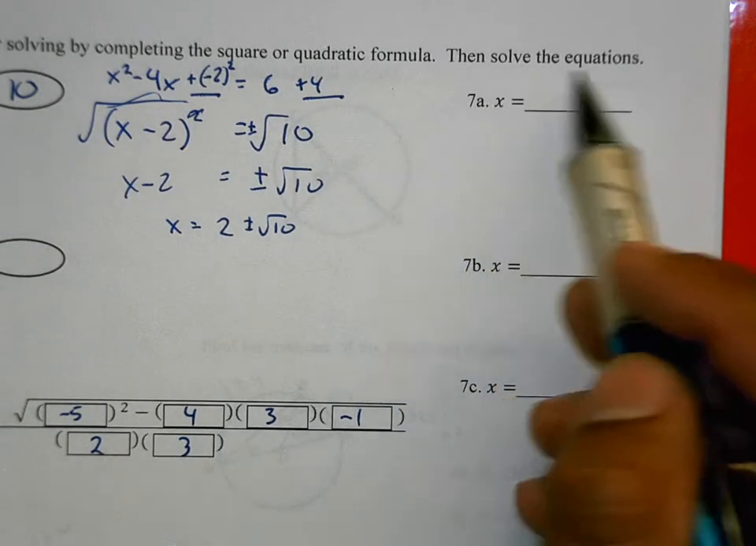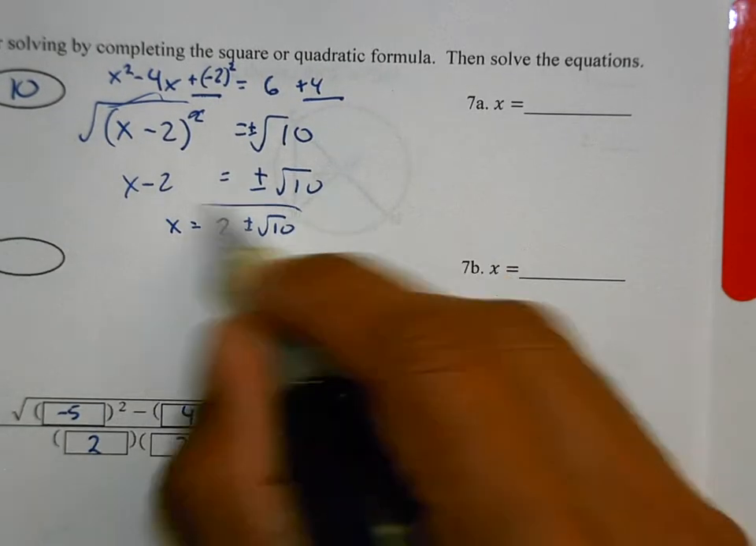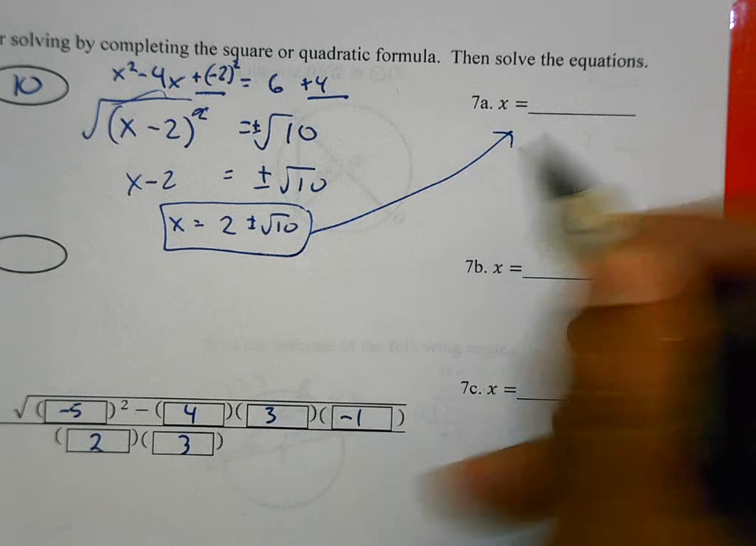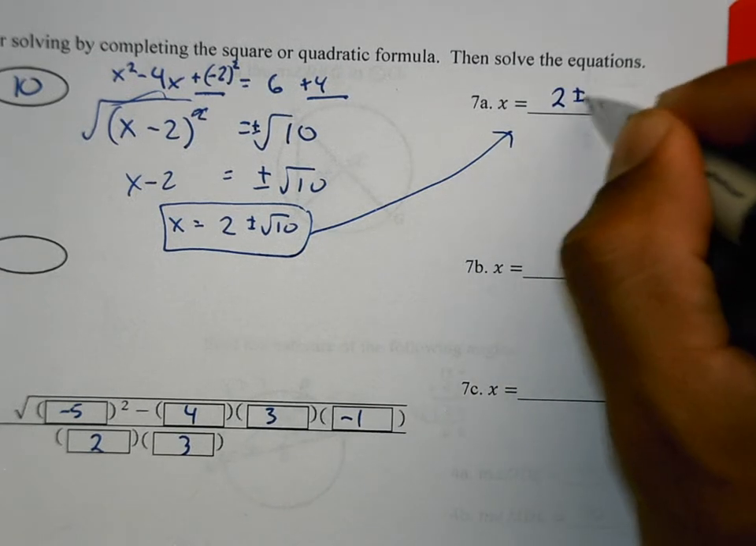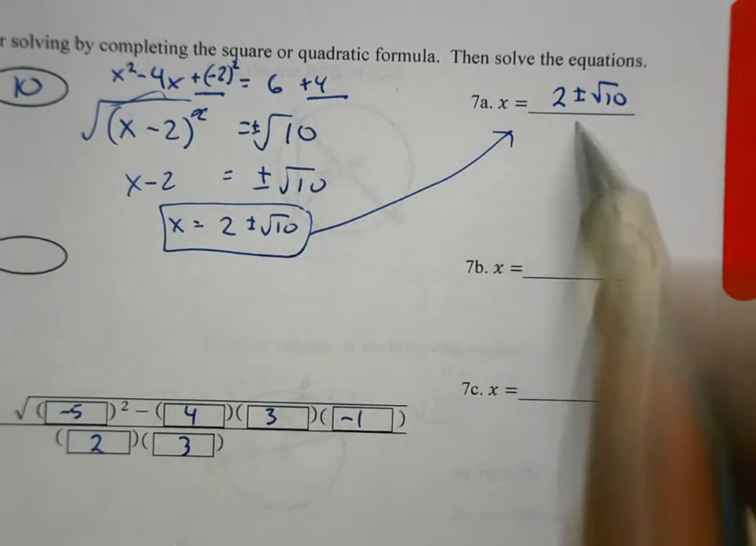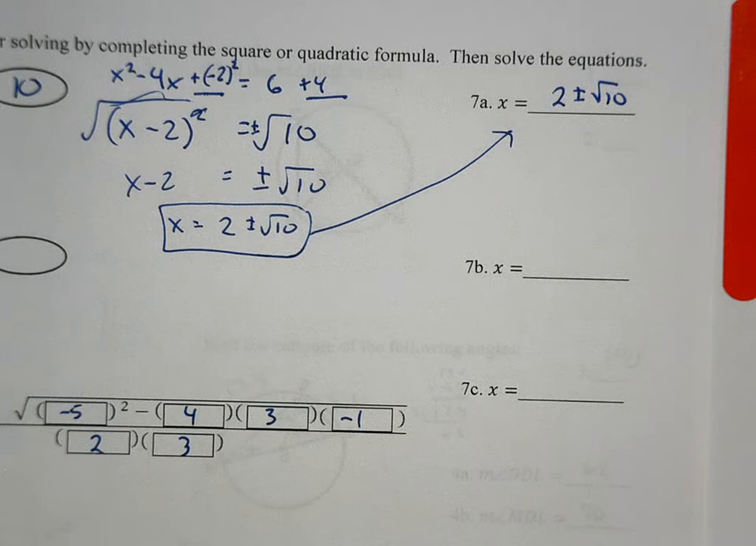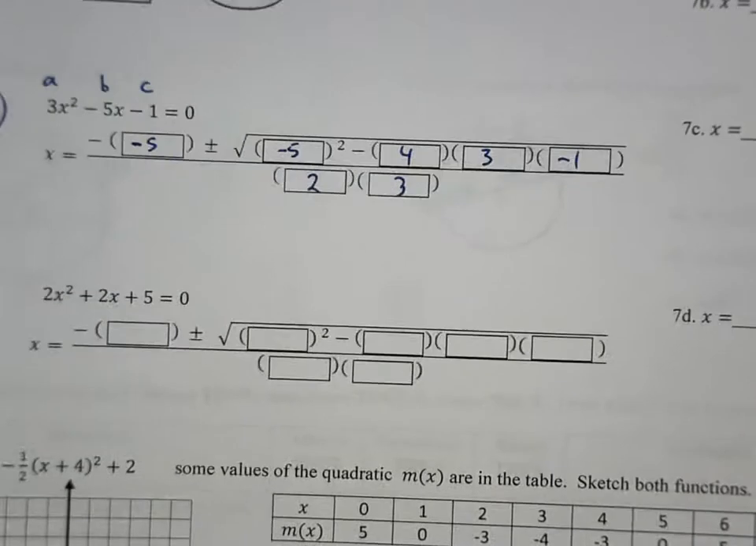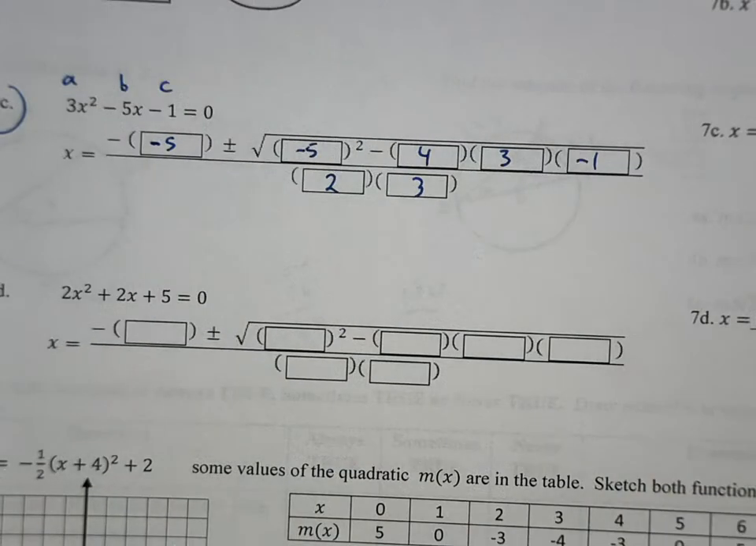So remember earlier how I said keep going? That's what our answer is supposed to be on the line. 2 plus or minus root 10. I'm kind of glad I did that. I just forgot to answer the question and not just figure out what goes in the box. Which means down here, we do have to simplify it.